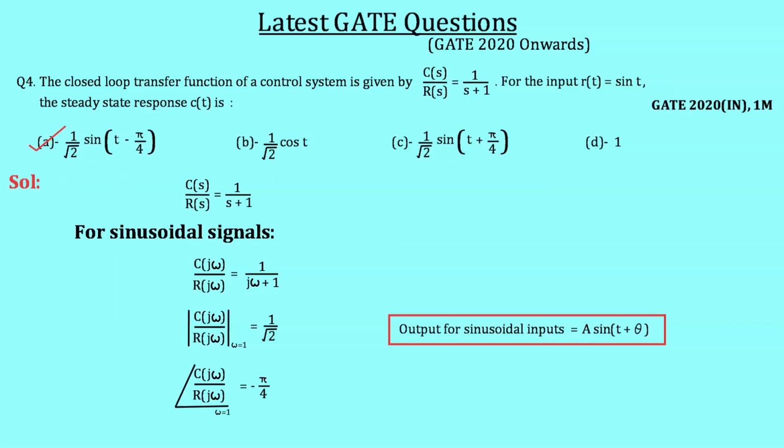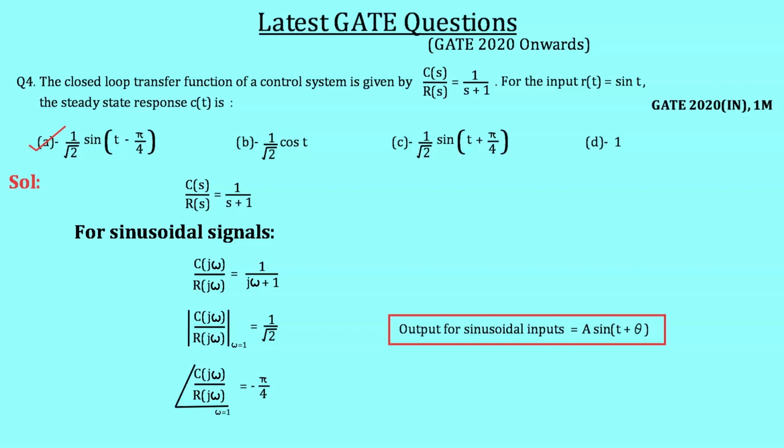We already know that the output for sinusoidal inputs is of the form A multiplied by sine of t plus theta, where A is the magnitude of the transfer function which simply gets multiplied by the input signal. Similarly, theta is the phase shift provided by the transfer function, which gets added directly to the input signal. The amplitude and phase can easily be found, which will come out to be equal to 1 by root 2 and minus pi by 4.